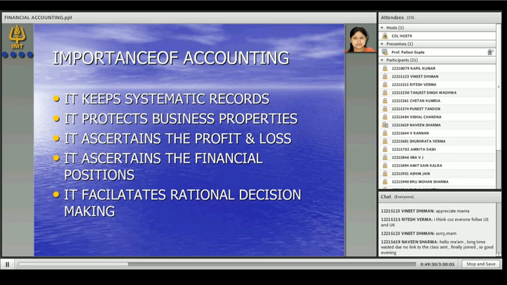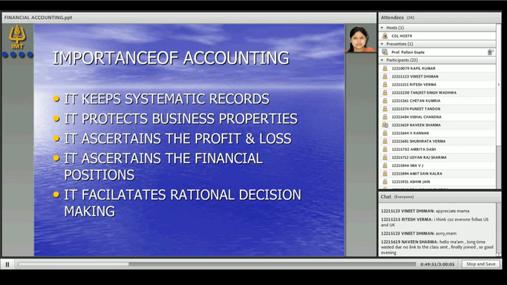It ascertains the profit or loss. It helps you in finding out the net position of the profit or loss. It ascertains the financial position. Accounting helps you in ascertaining how much assets you have and how many liabilities you have.